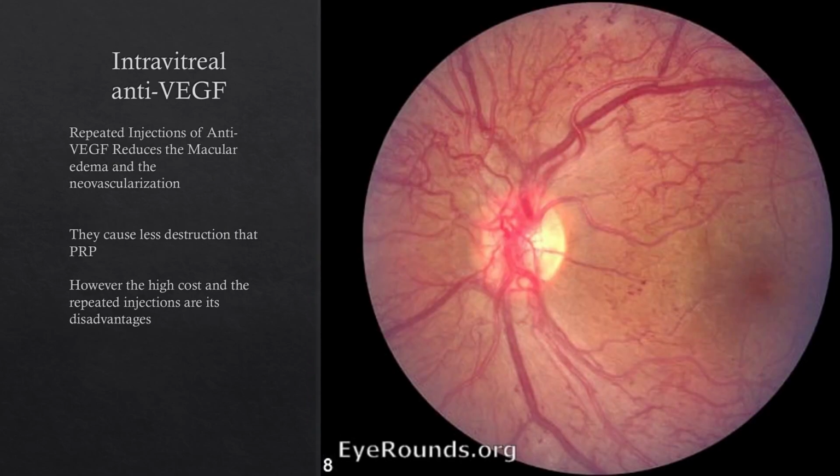And now let's move on to the treatment. So anti-VEGF is the first line of treatment that we have. We give repeated treatment of intravitreal anti-VEGF. It reduces the macular edema, and it reduces the new vessel formation, also known as neovascularization. However, its disadvantage is that it has a high cost to the patient and repeated injections are required. And keep in mind, these are not intravenous, these are intravitreal injections.